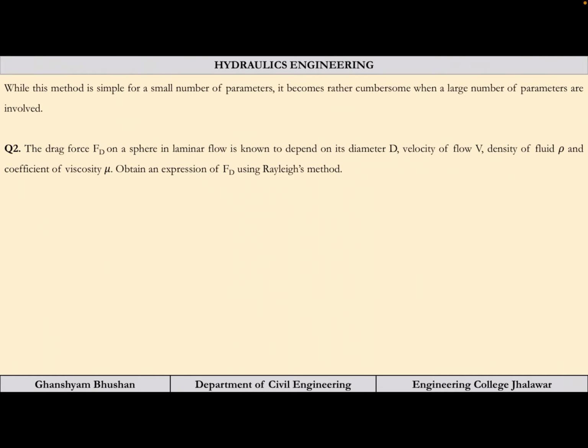So before going to the Buckingham pi theorem, let us try to solve some problems with the help of Rayleigh's method. Okay, so what is Rayleigh's method? How are we going to deal with it? So this is the first question.